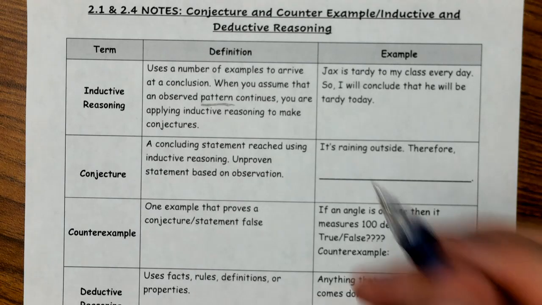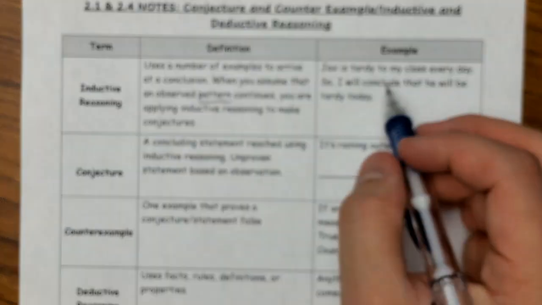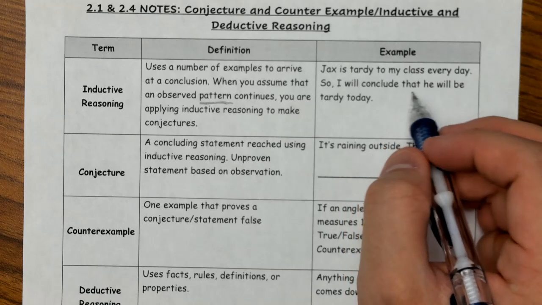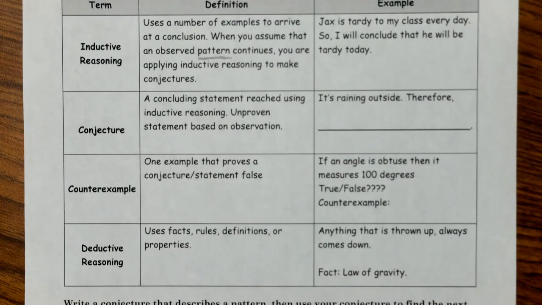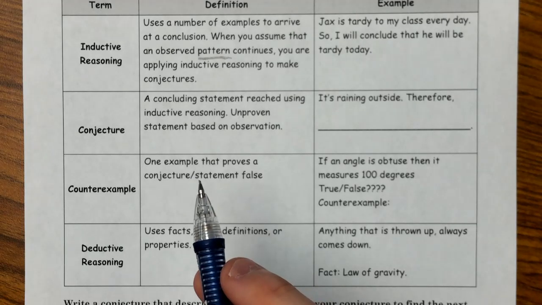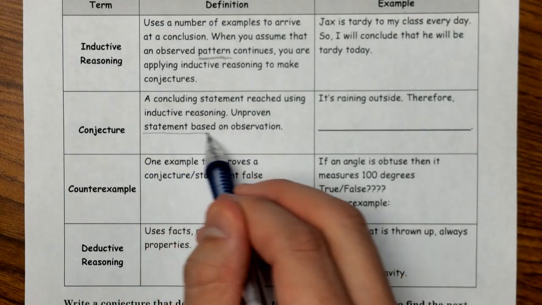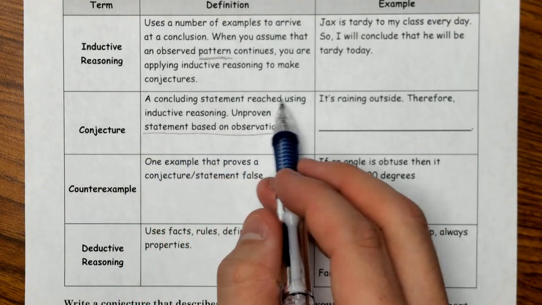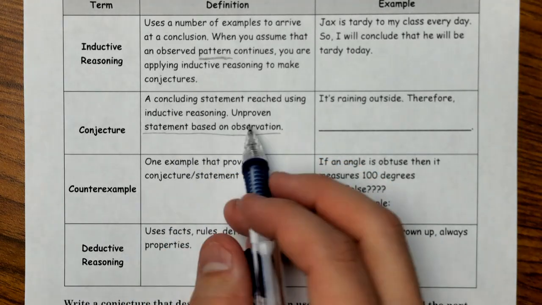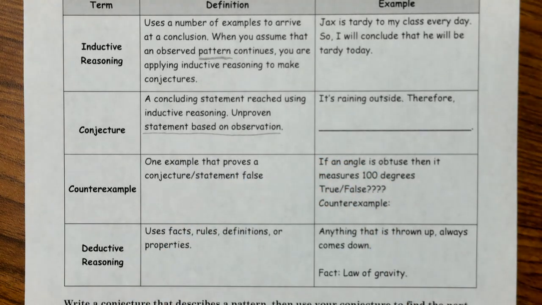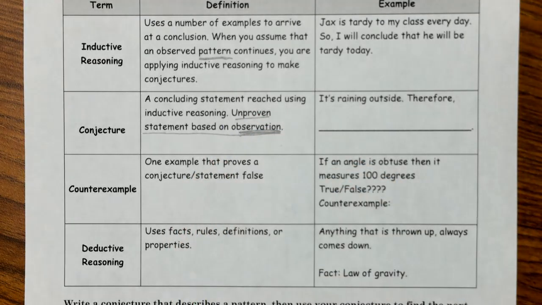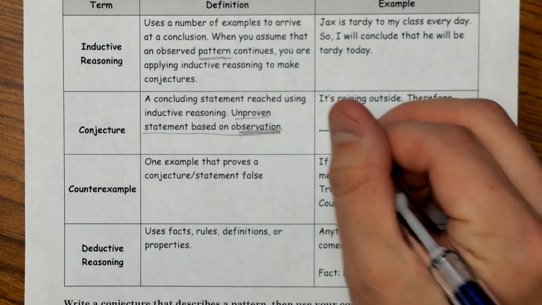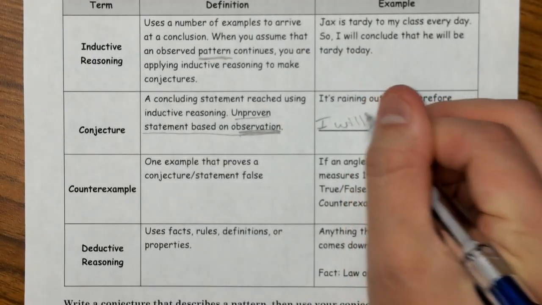So if a person was tardy every single day, I know I can conclude that they're probably going to be tardy today as well. When we talk about conjectures, a conjecture is a statement based on an observation. So a concluding statement reached using inductive reasoning, an unproven statement based on observation. So it's unproven and it's based on observation, like we talked about with patterns. So if it's raining outside, therefore, what am I probably going to need? I might need an umbrella.